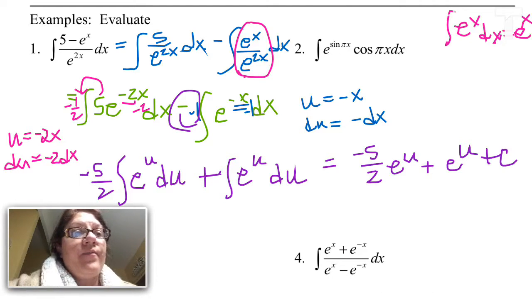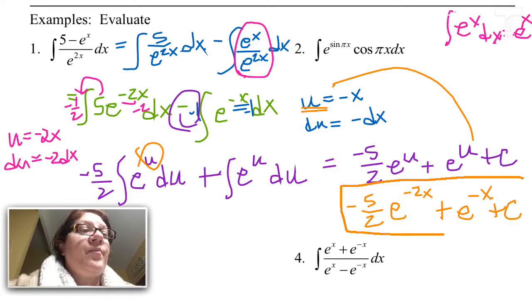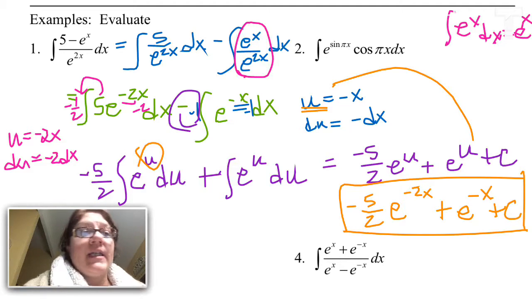So I'll have -5/2. This u over here was -2x. And then this u over here was -x. It's even clearer communication if I had let this, let's say, be a v or something and done it with respect to v. But there's my final answer. Isn't it beautiful?